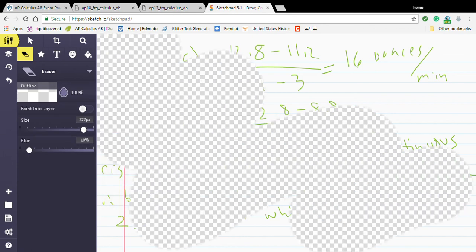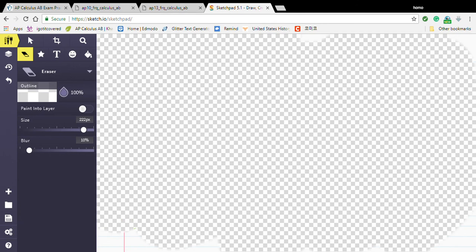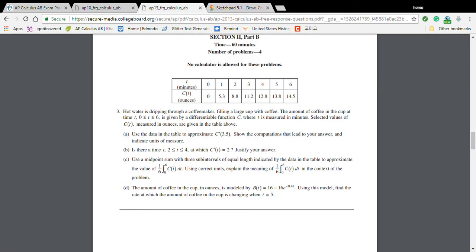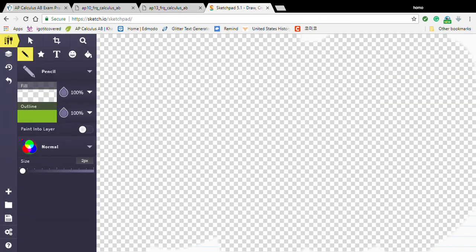So now C says use a midpoint sum with 3 subintervals of equal length to approximate 1 over 6 times the integral of 0 to 6 of C of t dt. Explain the meaning in the context of the problem. So first we're going to do a midpoint Riemann sum. Oh, don't forget 1 over 6. 1 over 6 and the integral from 0 to 6 of C of t dt.